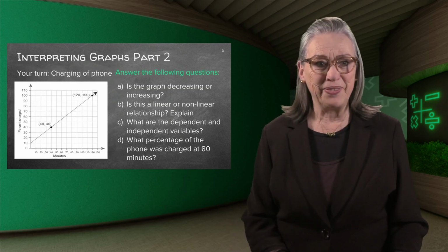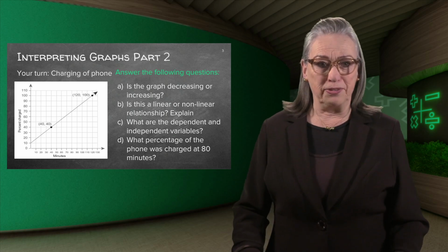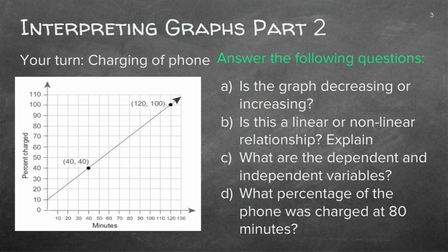Cool, right. So now look at this graph. Remember, a graph must have a title. This title is the charging of a phone, okay? On this side, we've got the percentage charged. At the bottom, we've got minutes. You can see it's in increments of 10, 20, 30, 40 minutes, and on that side, the percentage charged is also 10, 20, 30, 40% charged.